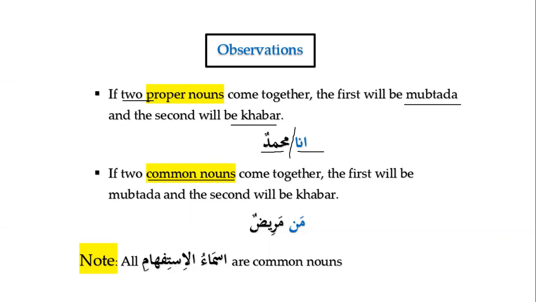Similarly, if we have two common nouns together, as we discussed earlier, then the first noun will be mubtada and the second noun will be khabar. And note, all asma'ul istifham are common nouns. So all asma'ul istifham: man, ma, mata, mada, kaifa, kam, aina, lima, limada. All of them are called asma'ul istifham. They are used to ask questions, and all of them will be common nouns.